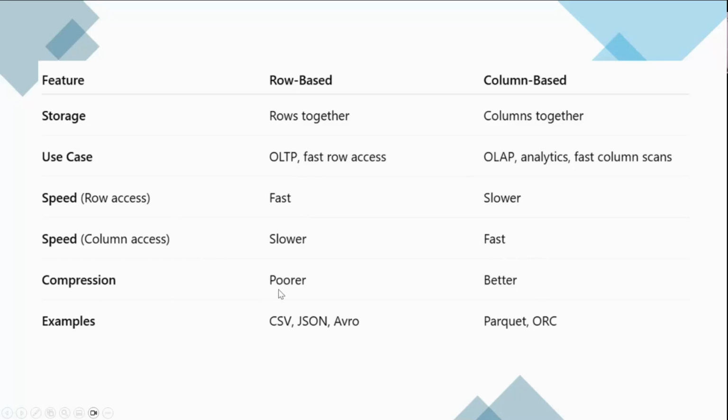Now, row-based file formats provide poorer compression, unlike column-based file formats. We'll not deep dive into why that is the case. Certain examples of the row-based file formats are CSV, Excel, JSON, or Avro, whereas the column-based file formats are Parquet and ORC.